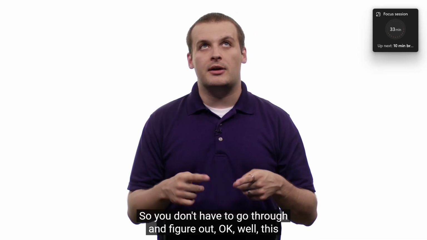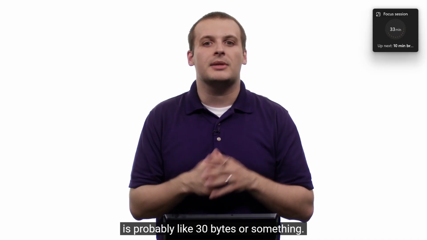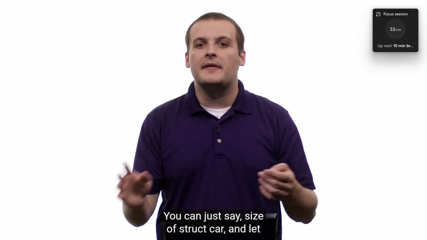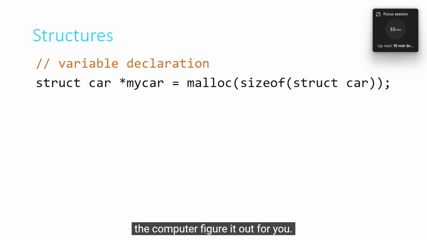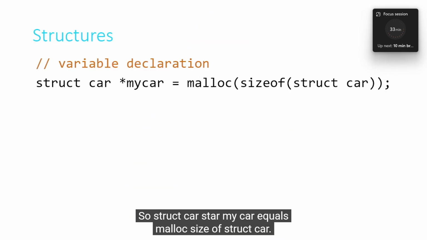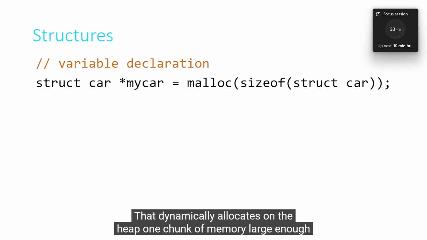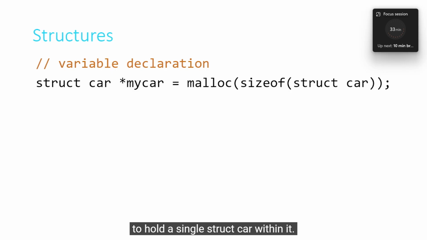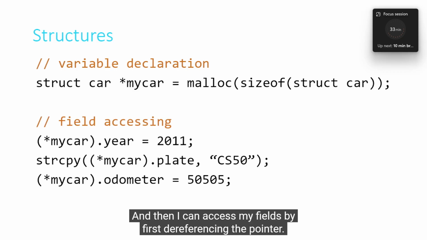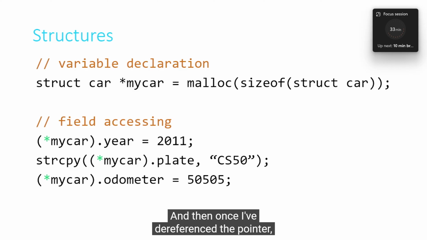So you don't have to go through and figure out like, okay, well, this is probably like 30 bytes or something. You can just say sizeof struct car and let the computer figure it out for you. So struct car star mycar equals malloc sizeof struct car. That dynamically allocates on the heap one chunk of memory large enough to hold a single struct car within it. And then I can access my fields by first dereferencing the pointer. And then once I've dereferenced the pointer, I can then use the dot operator to access the fields.